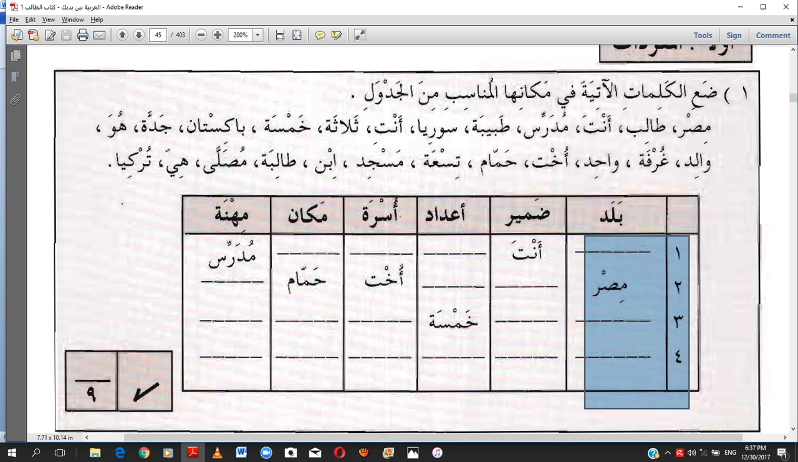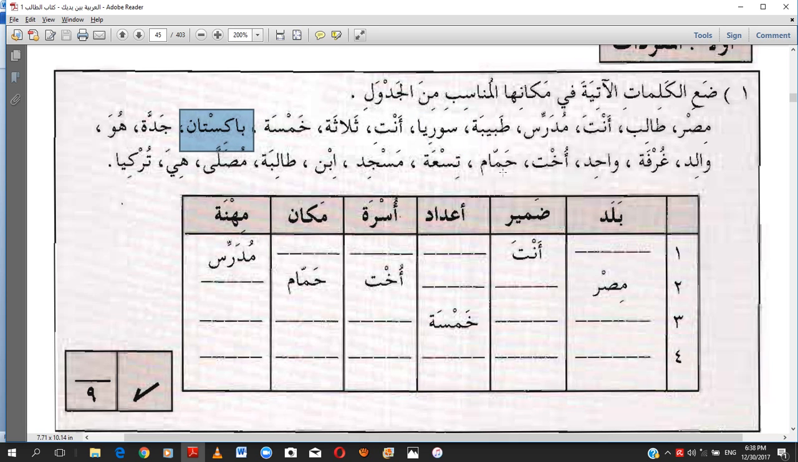All right. So the first column, balad. Up here we had some words, but we filled in the chart already. So they put the first word in there for us. It's Misr. Egypt. Okay, so Egypt is a balad. Misr is a balad. What other buldan do they have in the list? So let's look and see. We have Misr. Okay. We have Syria. Right? Ma ma'ana Syria? We have Pakistan. Okay, so Pakistan is also a balad.